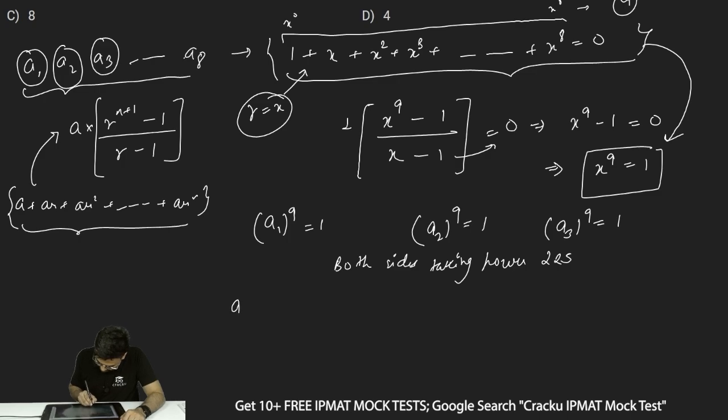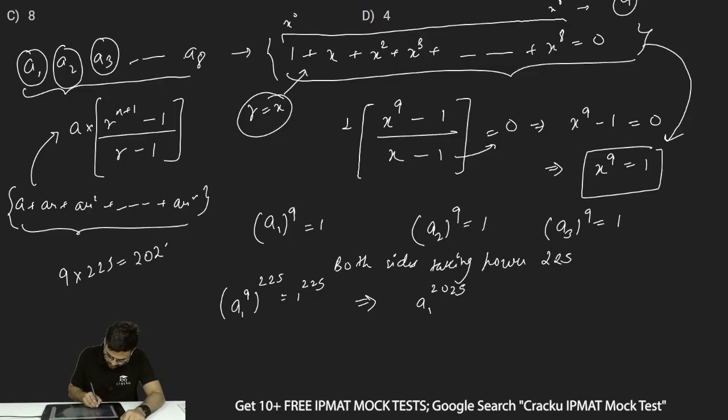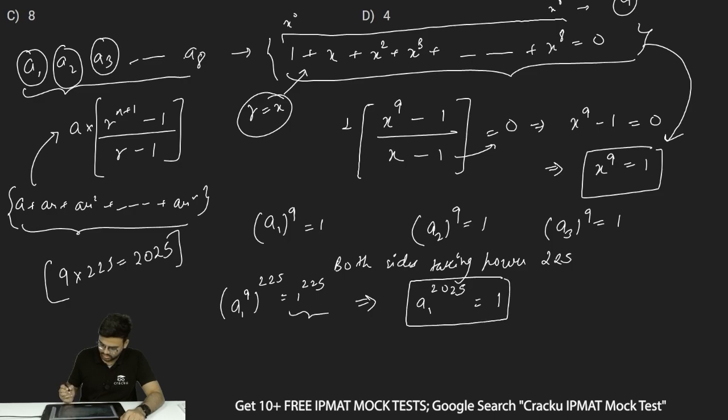So what will happen? a1 to the power 9 to the power 225 will be equal to 1 to the power 225. This a1 to the power 9 to the power 225 can be written as a1 to the power 9 into 225. So this will be equal to a1 to the power 2025, since 9 into 225 is 2025. Now 1 to any power will be 1 only, so a1 to the power 2025 can be written as 1.